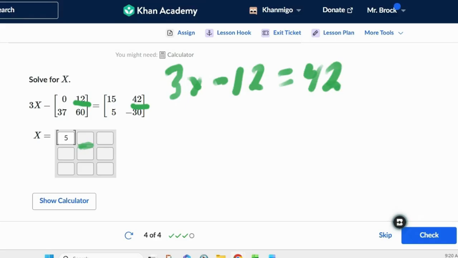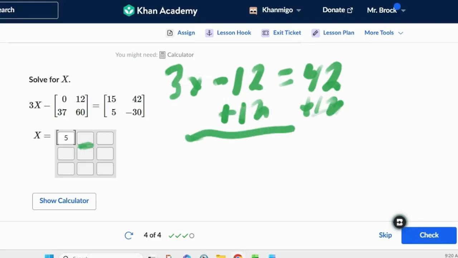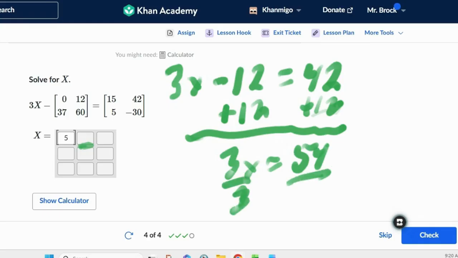Okay, see that? I'm gonna erase these so we can see that a little better. So we just need to solve this for x. Add 12. So we've got 3x equals 42 plus 12. Right? Divide by 3. So that means x is 18. 18 times 3 is 54. And again, we don't need that because ours is only a 2 by 2.